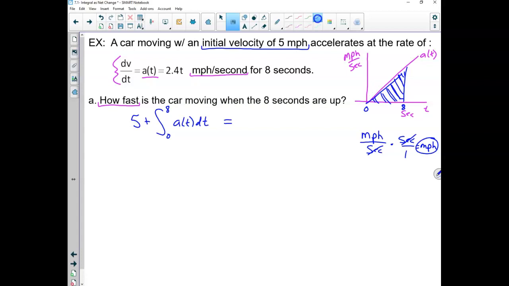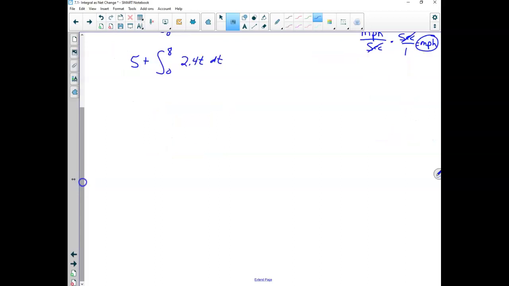Okay, so how would I do this? I would actually do this pretty simply because I know 5 plus my integral from 0 to 8, and I know a of t is 2.4 t dt. Well, I could easily figure this out because this is an antiderivative that's pretty simple for me to know. Well, it's going to be 5 plus, if I accumulate that, that's going to come from a t squared, and 2 times what gives me 2.4, so that's a 1.2. And I'm going to evaluate that from 0 to 8, okay?